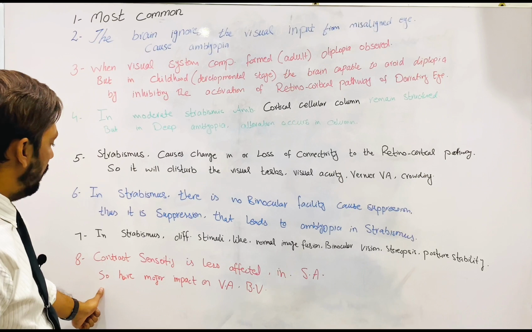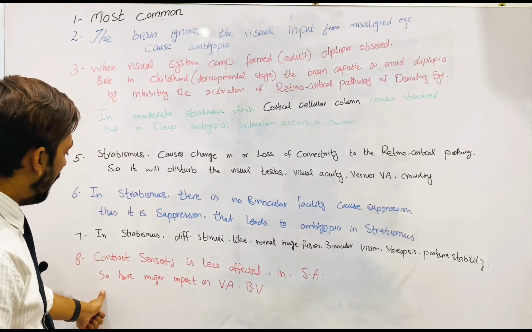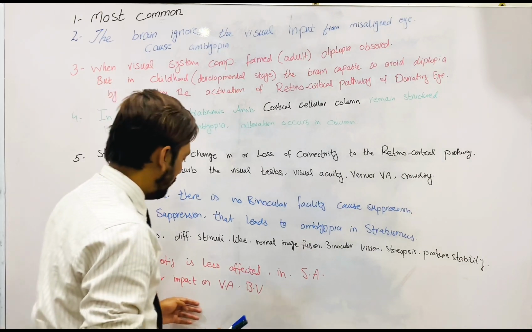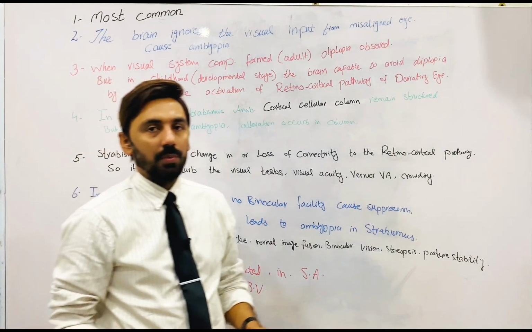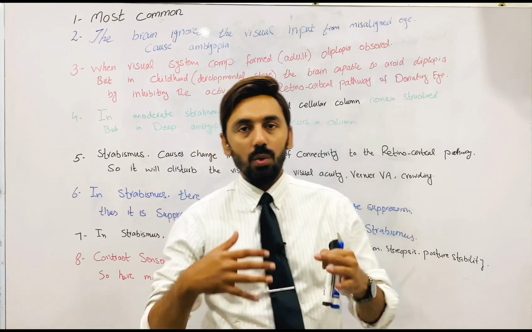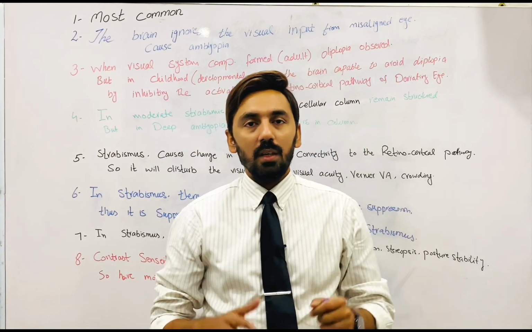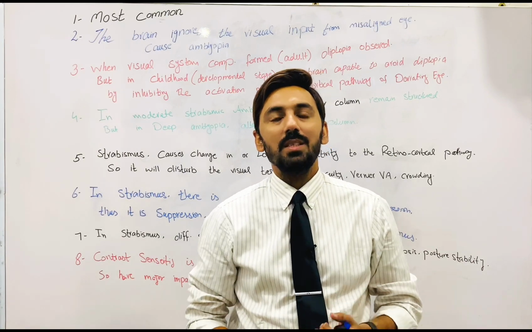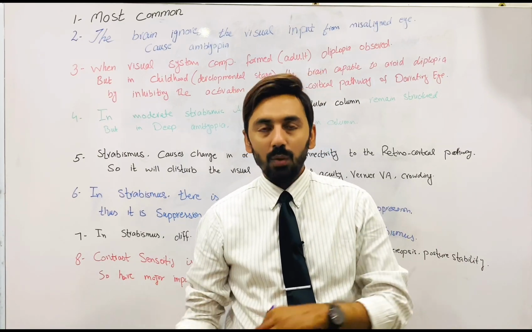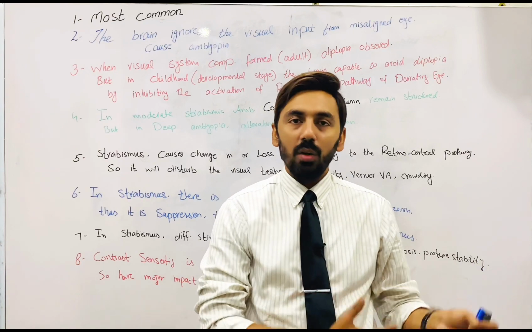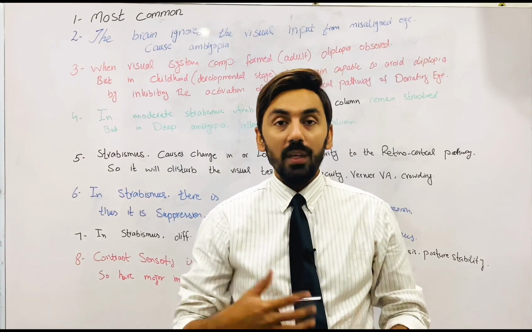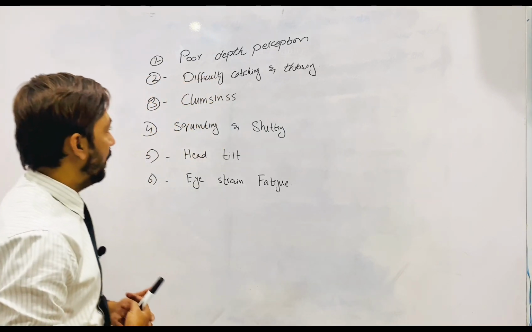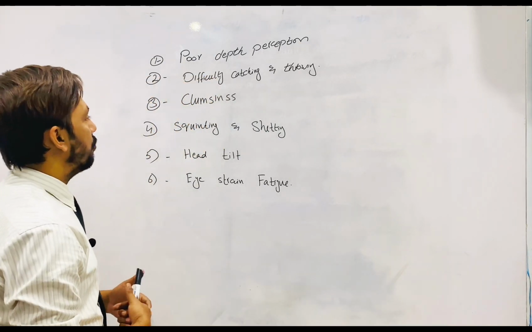So we will observe in strabismic amblyopia we have a major effect on visual acuity and binocular vision. In contrast, in strabismic amblyopia, the contrast sensitivity is preserved. There is no effect on contrast sensitivity, but visual acuity, vernier visual acuity, and binocular vision will slowly and progressively be lost. And now we will learn about the different clinical features in the strabismic amblyopia.